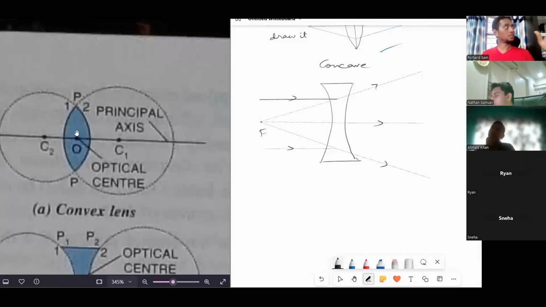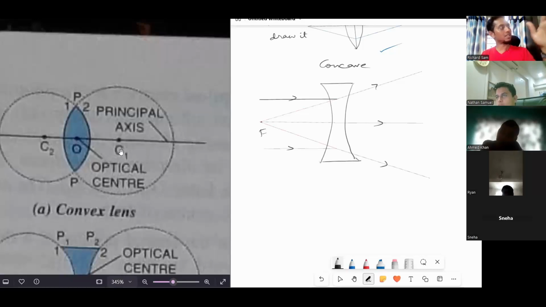So now there are two surfaces. See, surface 1 and surface 2. Surface 1 has its center of curvature on the right side, and surface 2 has its center on the left side. So there are two centers of curvature on both sides of the lens.